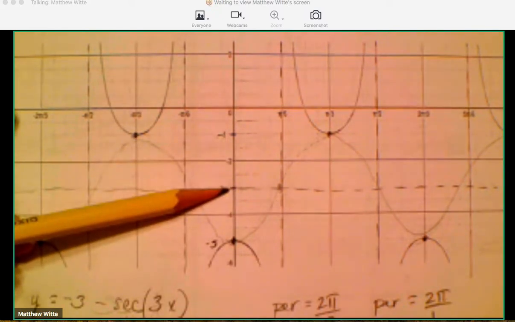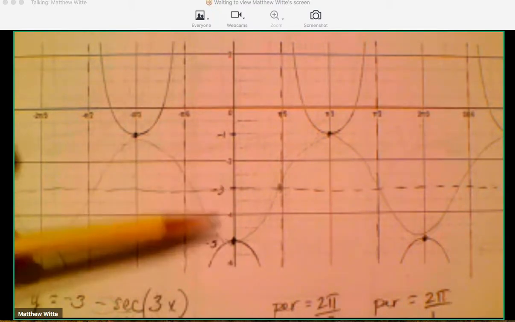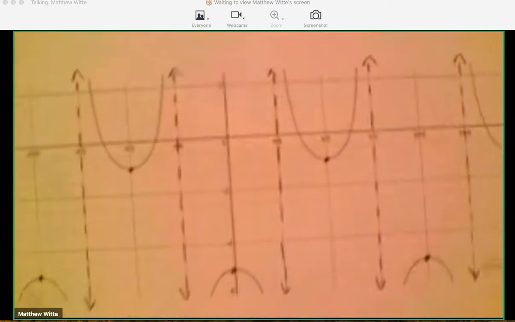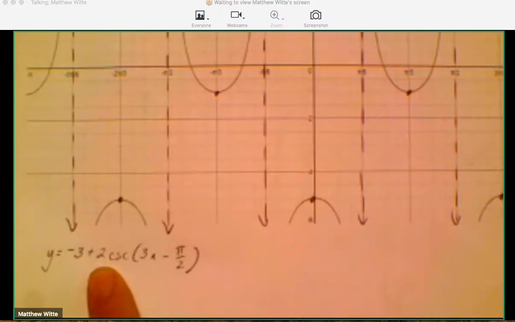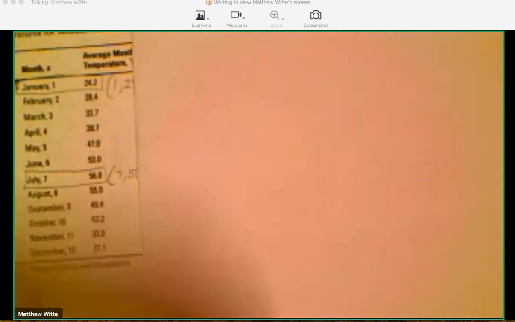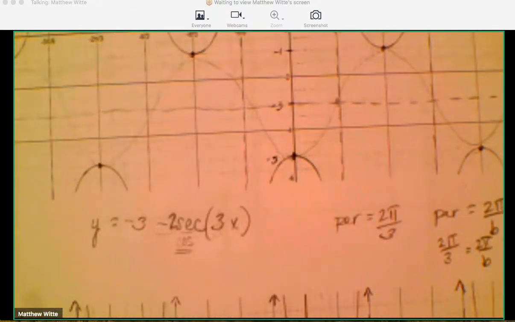The amplitude looks like it is a distance of 2 above and below. So I should have a 2. And I think I had that in the other one. I did. So sorry about that. The amplitude can't change. So your amplitude is stuck at 2. So yeah, the amplitude is there. So it should be minus 2 secant 3x. Thank you, Cynthia, for catching that.